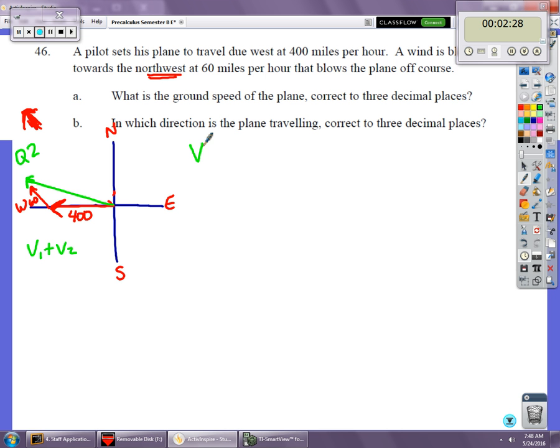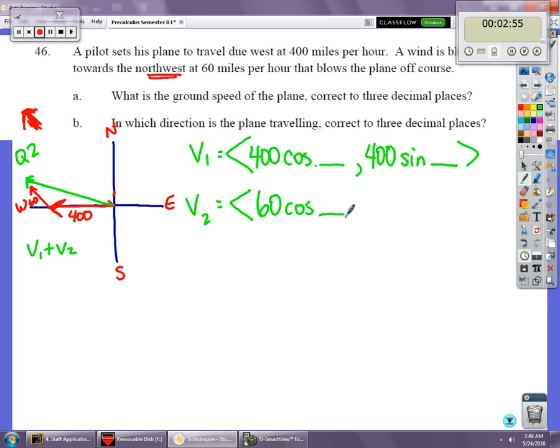Vector 1 was the ground speed of the plane, the plane that was going 400 miles per hour. So we know that we're going to use the formula magnitude cosine angle, and then magnitude sine angle. For vector 2, we're going to come back to that angle in just a second. This one, the magnitude was 60 cosine angle, and then 60 sine angle. And this is going to tell us the components of the 2 vectors.